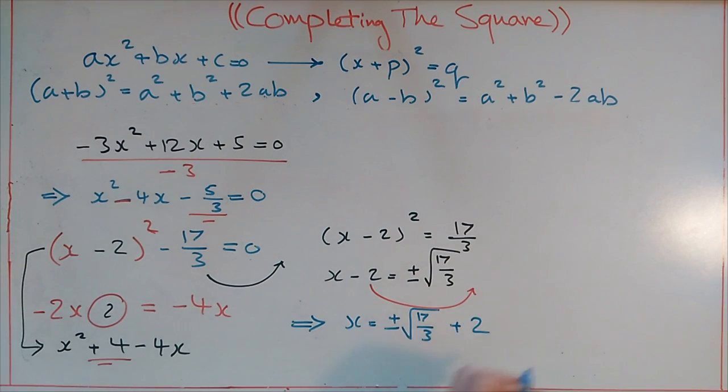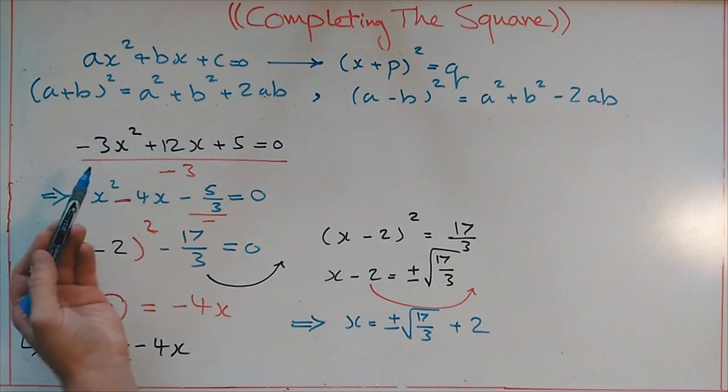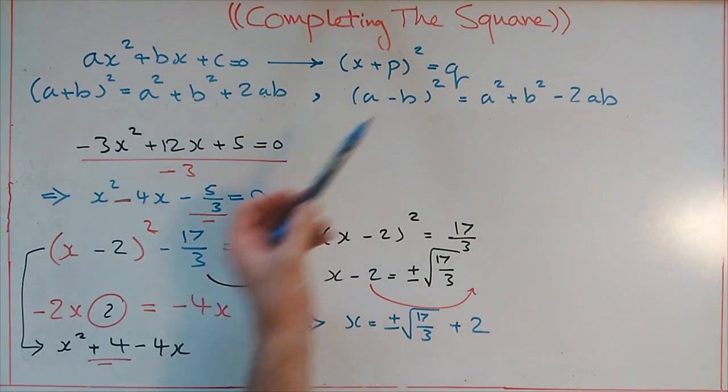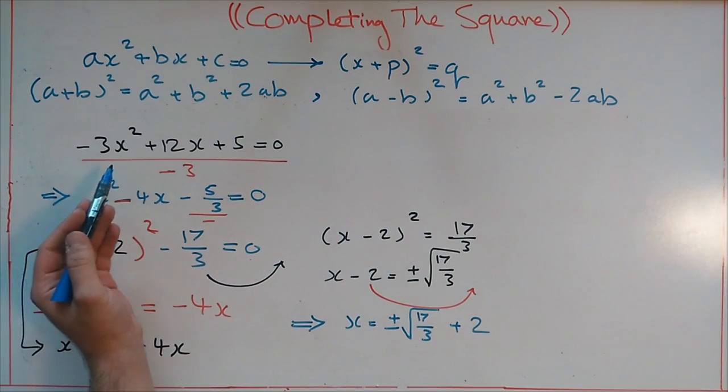So this is the basic method. We learned 3 rules that we need to use, and we realized that if we want to use this method, there should be no coefficient beside the x squared.